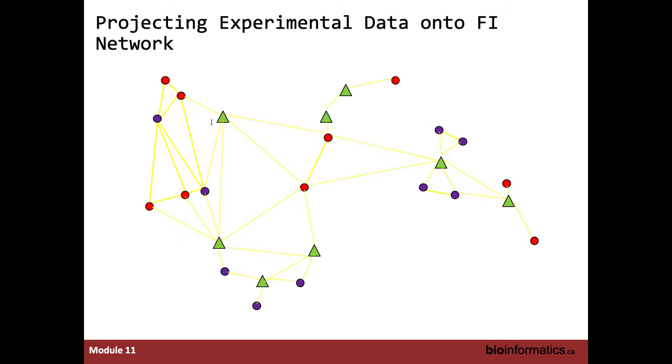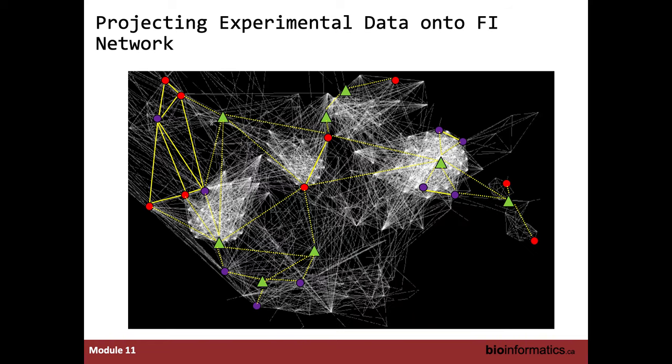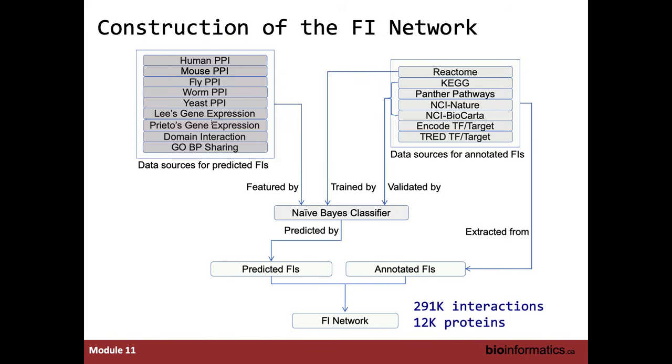So I have questions back there. Let's go back to the previous slide. Yeah, sure. This one here? That's right. Sorry, this large network, and I do apologize, I just realized the slide says 291,000 interactions. Our network now is over 400,000 interactions.